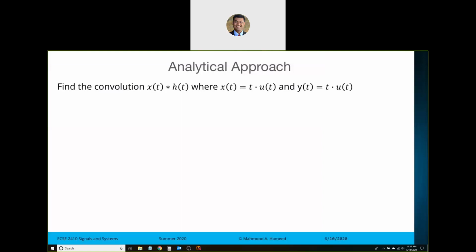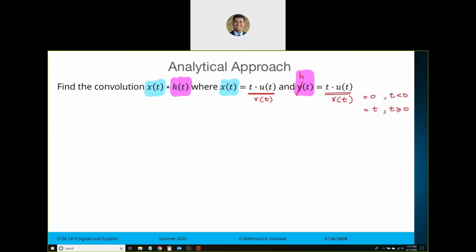The first example we will do is a simple one. Here we are trying to convolve x of t and h of t. x of t is given to us as t times u of t, which is essentially the ramp function, r of t. And h of t is also r of t. So the two continuous time signals that I'm trying to convolve here are x of t and h of t. Both are given to me. They are r of t, which is equal to 0 when time is less than 0, and equal to t when time is greater than or equal to 0.